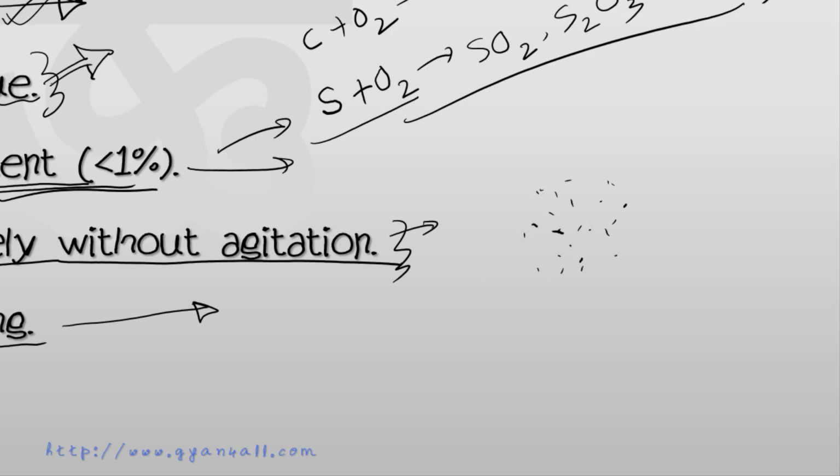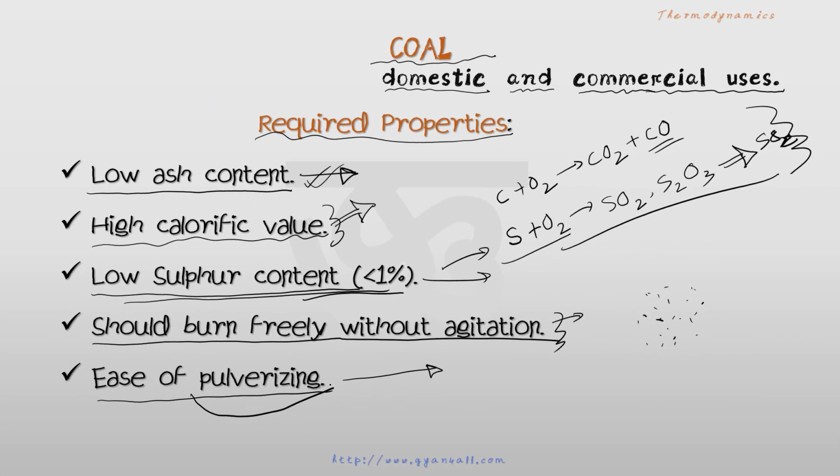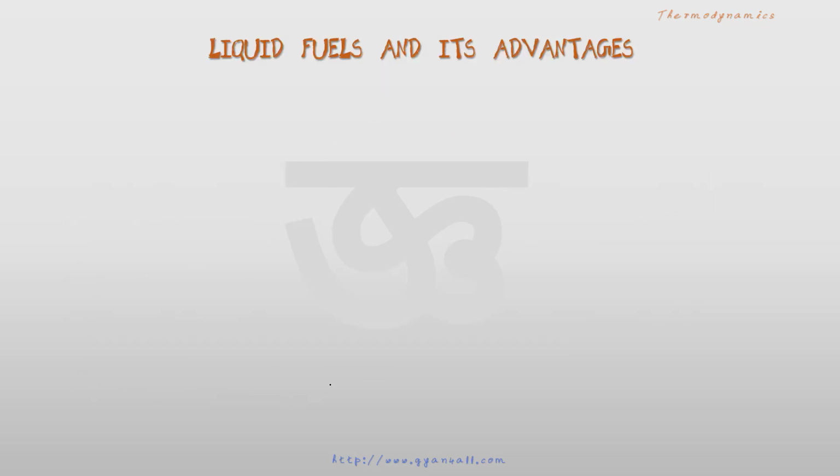So if we can easily pulverize coal into powder, then that is considered a good quality or good property of a coal. Okay? Fine. So come to the liquid fuels and their advantages.